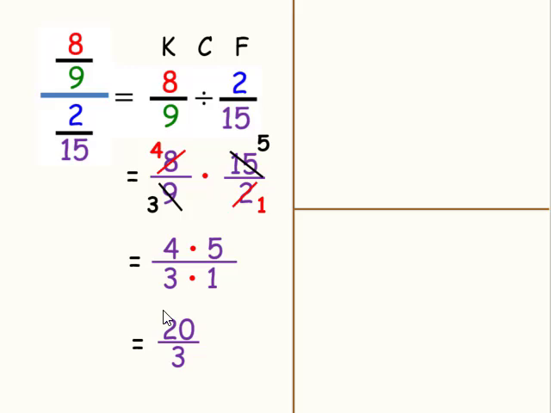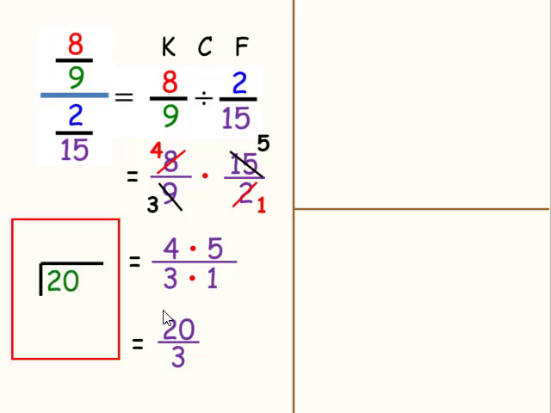Since this is an improper fraction, we can divide. 3 goes into 20 6 times, 6 times 3 is 18, 20 minus 18 is 2. That's my remainder, it goes over my divisor, so my final answer is 6 2/3.